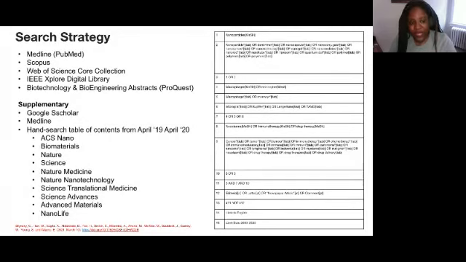Not all papers will be indexed, so we also hand searched some of the top journals publishing these papers, to see within our period how many were not indexed but were still relevant to our call. And this is a sample of what our PubMed search looked like and how we tried to find ways to encapsulate all nanoparticles.